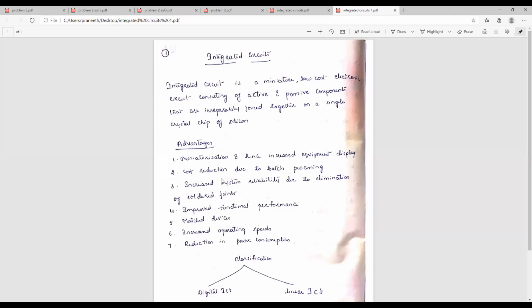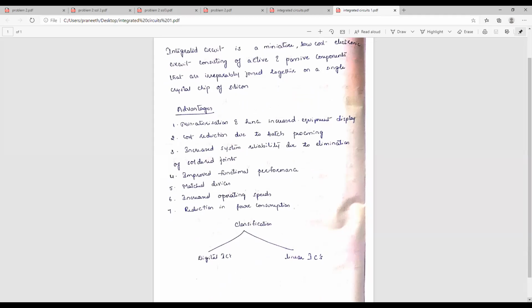Coming to the classification, basically depending upon the type of applications, your ICs are classified into 2 types: digital ICs and linear ICs. So this classification is based on the application, right? These are the specific ICs actually. If it is a digital IC, it will perform digital operations only, isn't it?